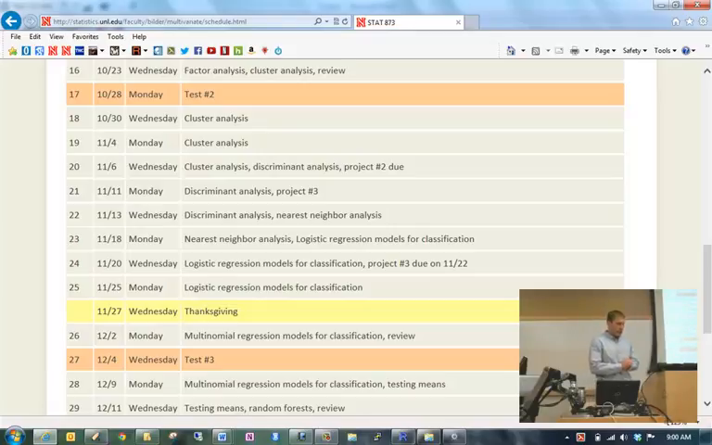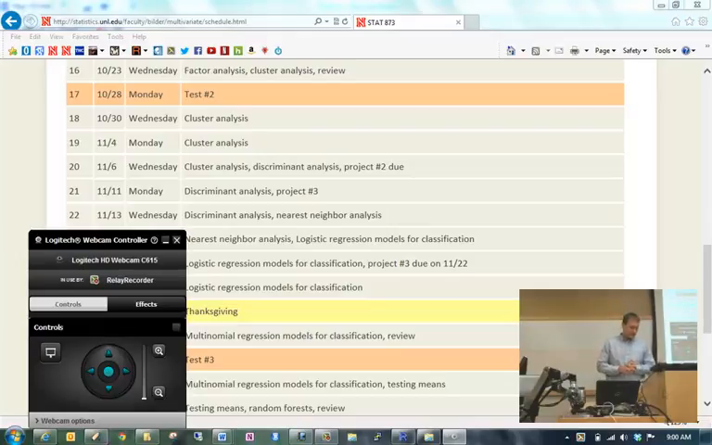So test number 2 is on Monday. We will spend the last portion of class reviewing for it. We will complete factor analysis today. We will also discuss project number 2. And if there's still some time, we will start cluster analysis, our next section.